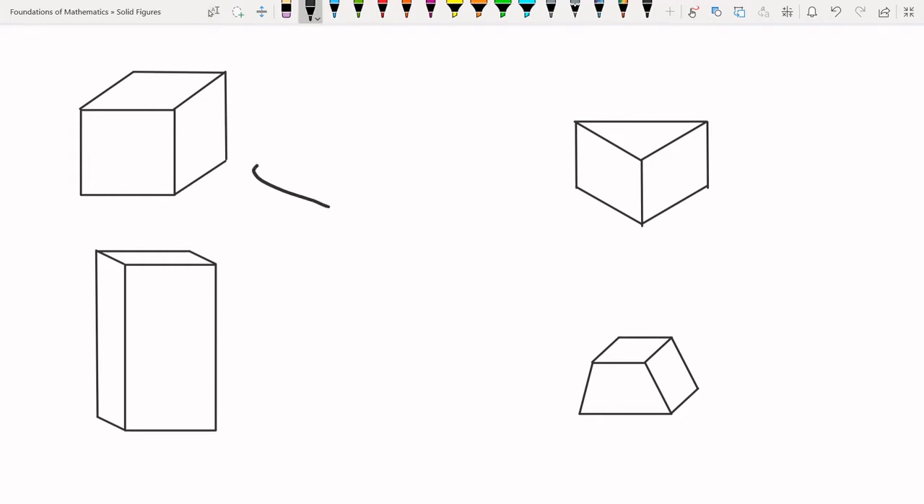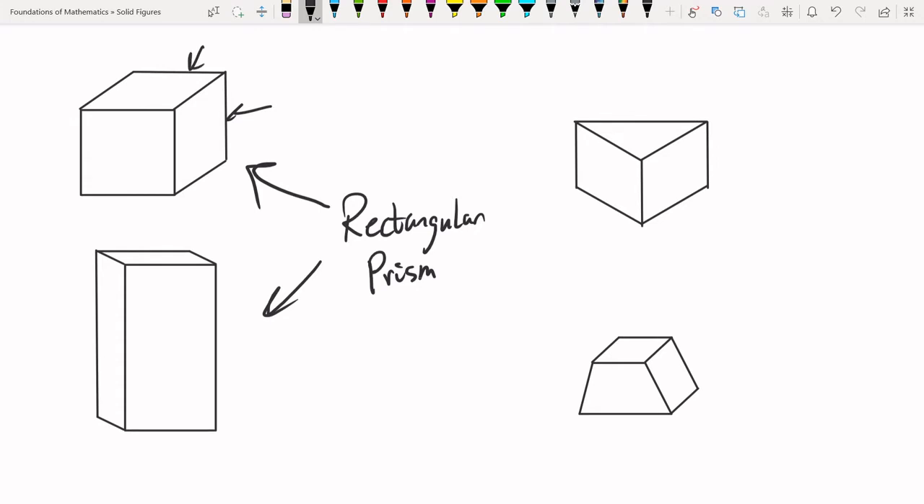So these two are rectangular prisms. That's because the special side is a rectangle. Now, obviously in the top one, that looks more of a square, but a square is a special rectangle. If all of the sides on it were squares, this would be called specially a cube. But in general, it's called a rectangular prism.